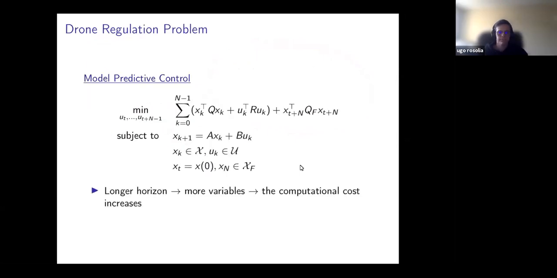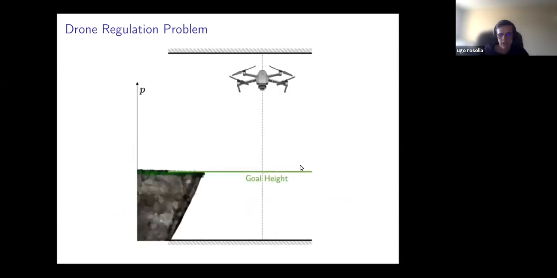So let's go back to our problem. It's clear that if we have a longer horizon, then we will have more variables, and as a result our computational cost will increase. What we could do to fix this problem is simply to plan over a very short horizon. When we shrink our horizon, the computational cost is going to decrease. But as we're going to see with this cartoon animation, this might cause problems.